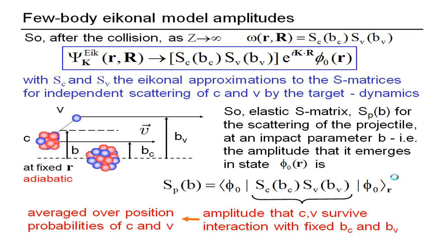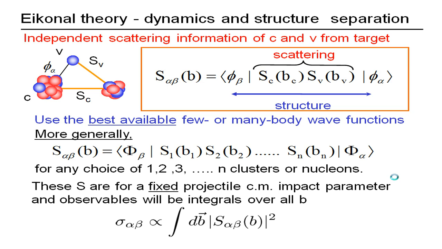Okay, so using the language that we had before, these are S's here. So they're telling us the amplitude that C and V survive the interaction with their fixed values of BC and BV, and then we're taking the average over the values of the relative coordinate, which are actually present in the ground state wave function, because we've got the projectile coming in phi naught, and I want to find the probability that it goes out of the collision with phi naught as well. Okay, so this is this separation of the dynamics that I talked about.